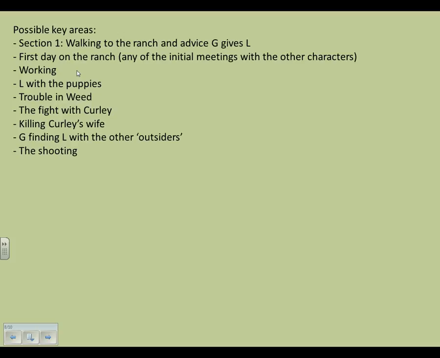Killing of Curly's wife. George and Lenny with the other outsiders is another point we can look at, when we see Lenny with Crooks, Curly, Candy, Curly's wife. And finally, obviously, you can't write about George and Lenny's relationship without looking at the shooting at the end of the novel. What I would need to also do with each of these is to get quotes. So I need to make sure I've got 1 or 2 quotes that I can use, and that demonstrates your knowledge of the novel.